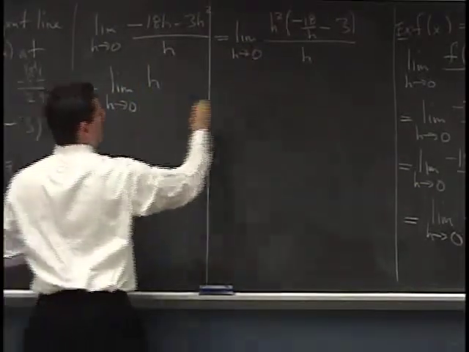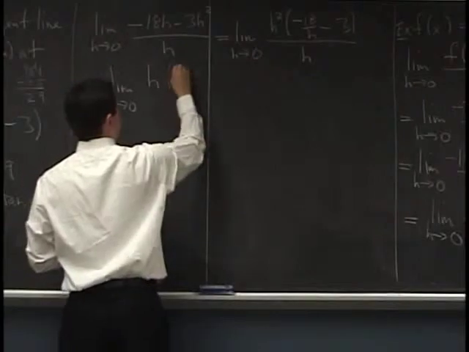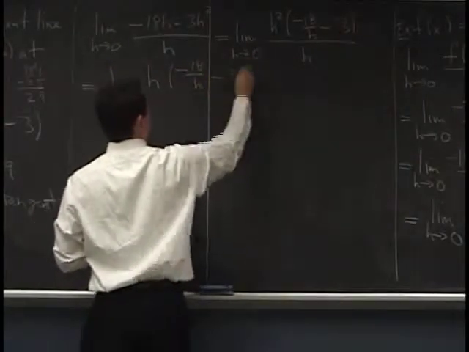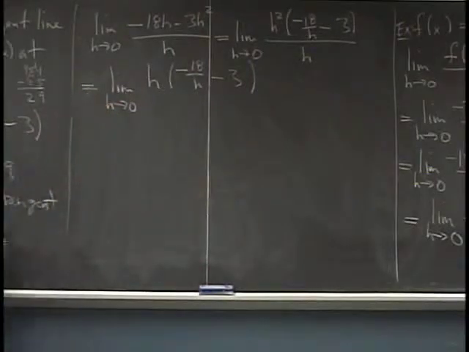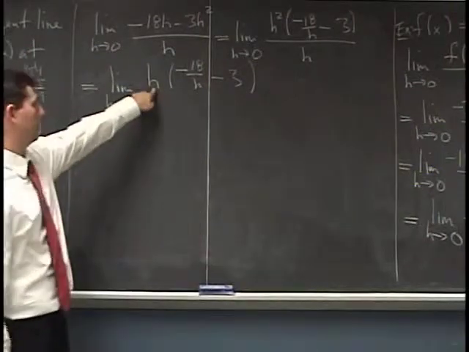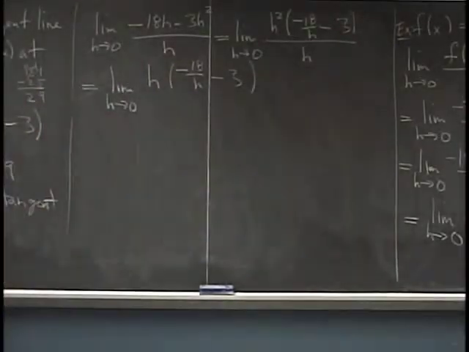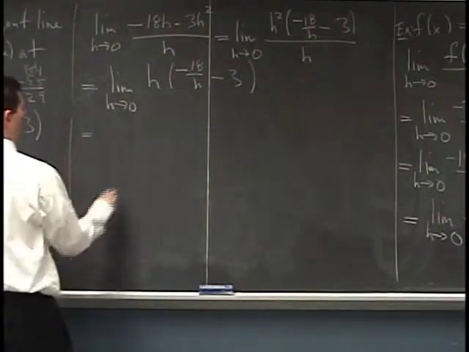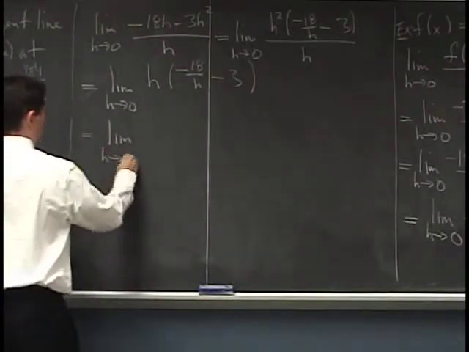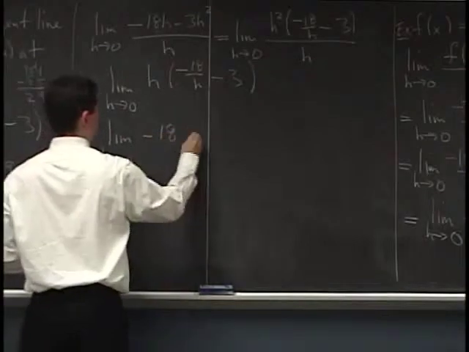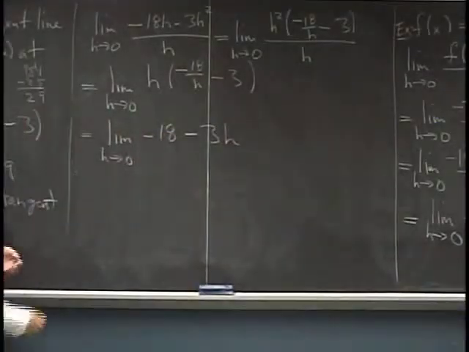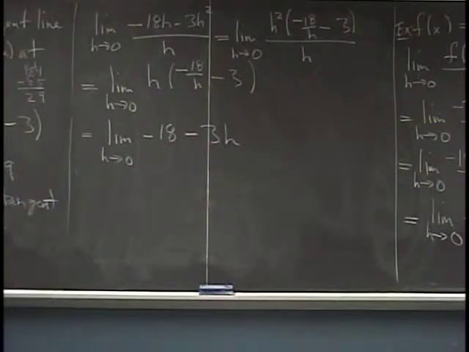So I get rid of one h, so I have h times minus 18 over h minus 3. And of course, there's no over anymore. Okay, and now you might think, okay, well, let's see. h goes to 0. That's going to go to 0. And what's the problem? It goes to 0. Distribute it. Okay, let's distribute it. So I get minus 18 minus 3h. Oh. Look at that, you get to the same place.